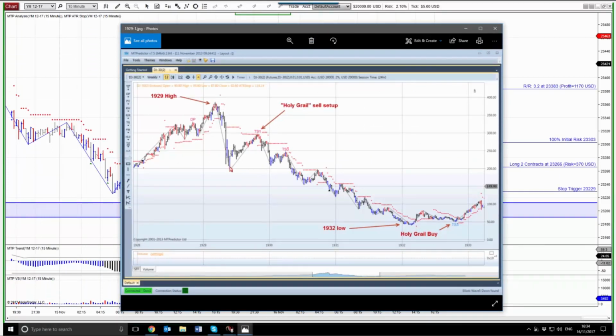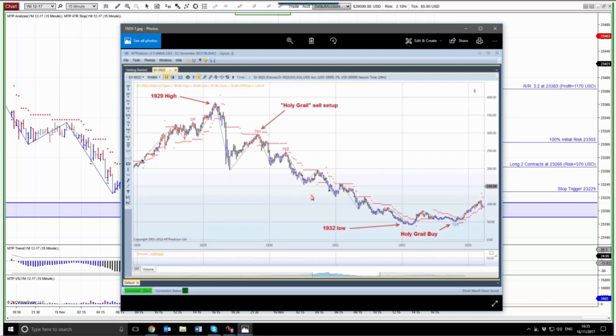The initial correction unfolded as an ABC. There was our MTPredictor sell setup as the wave 2, just before the market started to decline for the next 3 years. I can't do adding up there, can I?